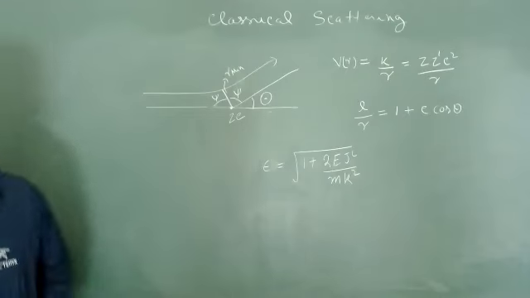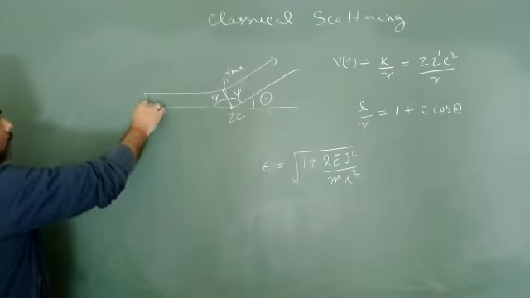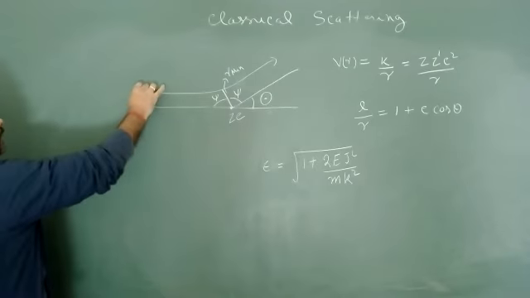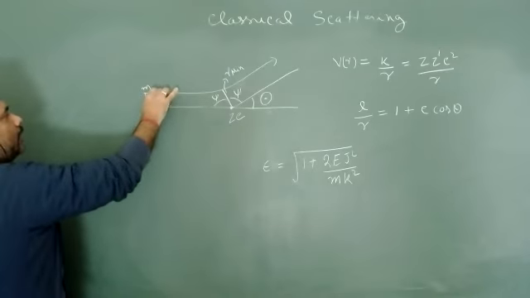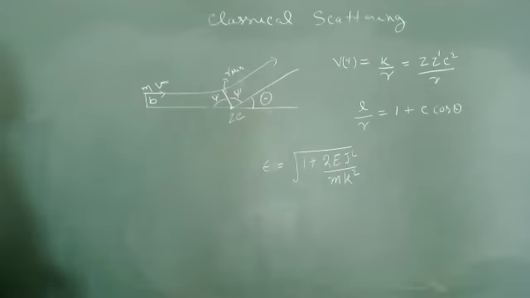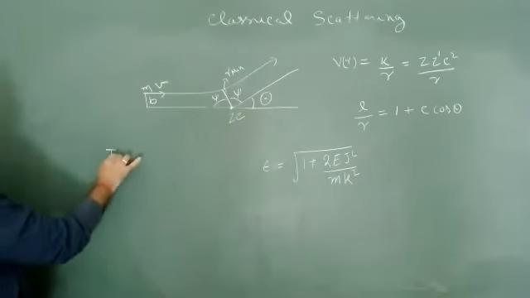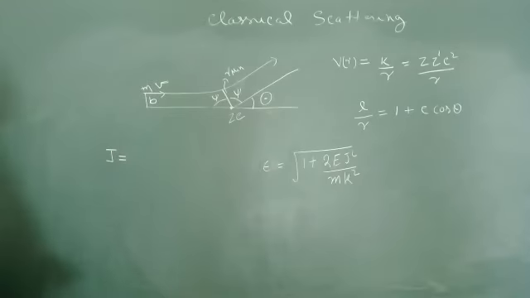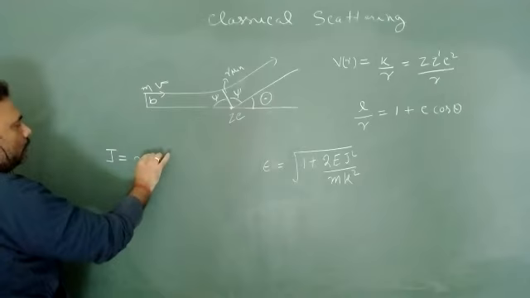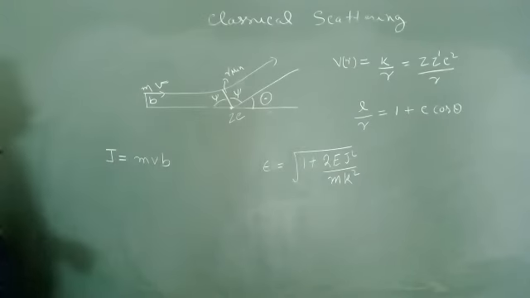Now look at here. Let us assume this is my b, impact parameter b. And particle has mass m and we are sending with some velocity v. Okay. Now what will be my angular momentum of a system? MVB. Exactly, because this is perpendicular to each other. So you have angular momentum of a system, mvb. Okay, this is your angular momentum.